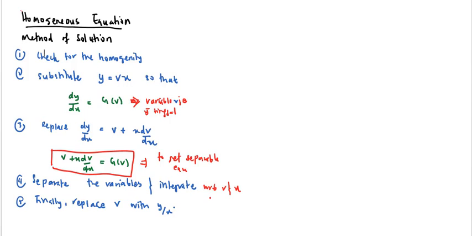Okay, after you integrate, finally kita replace v with y over x. Okay, maksudnya daripada sinilah you want to find v is equal to y over x. So kita kena replace balik y over x, so that kamu boleh find y lah. Okay, so ini step untuk kita solve homogeneous equation. Okay, so now let's look at our first example.